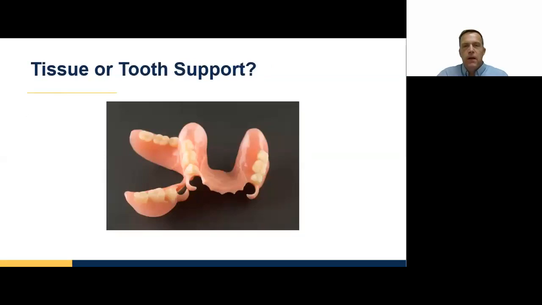So we're going to go ahead and talk about different options for partial material, but we want to talk about whether a partial is tissue supported or tooth supported. I feel like those are really the two big categories that these fall into. A lot of the modern flexible materials are not strong enough to make rests, so they're going to be entirely borne by the soft tissue.